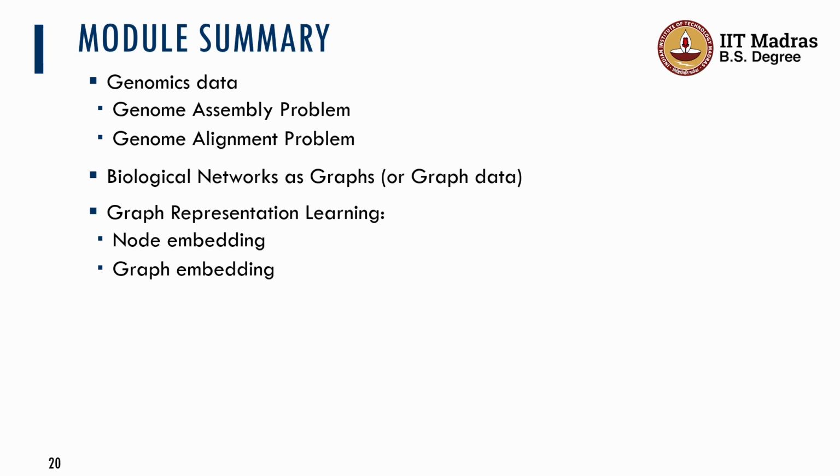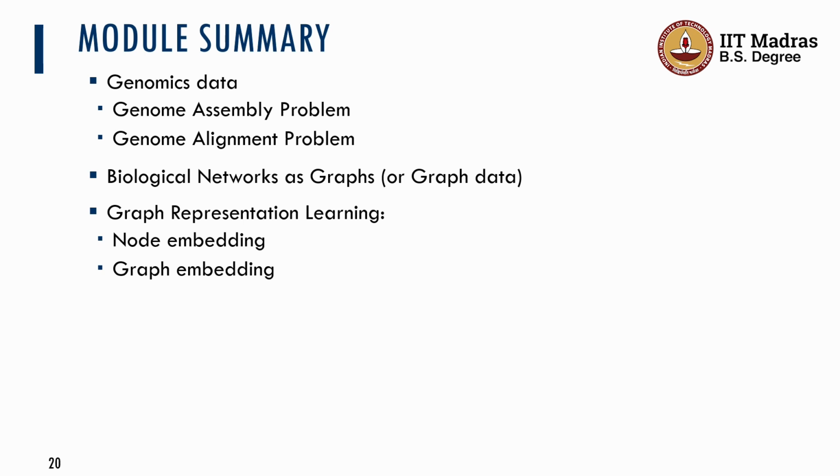And here our major aim was to learn graph representation using graph structure and node features. And also we saw that edge features can be used. Particularly, we were interested in two kinds of tasks. One is the node embedding task of graph representation, and the other is the graph embedding task of graph representation.